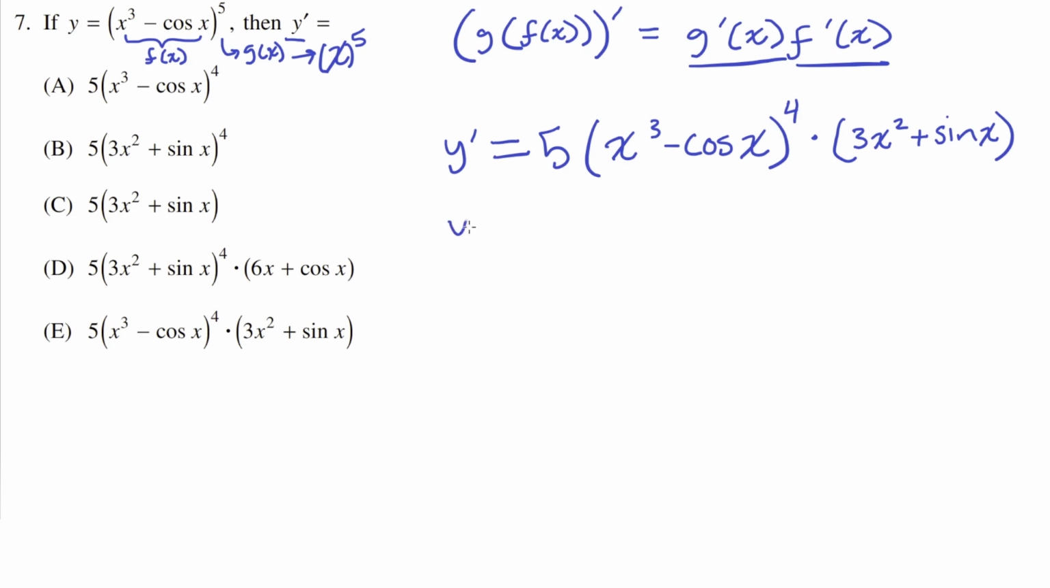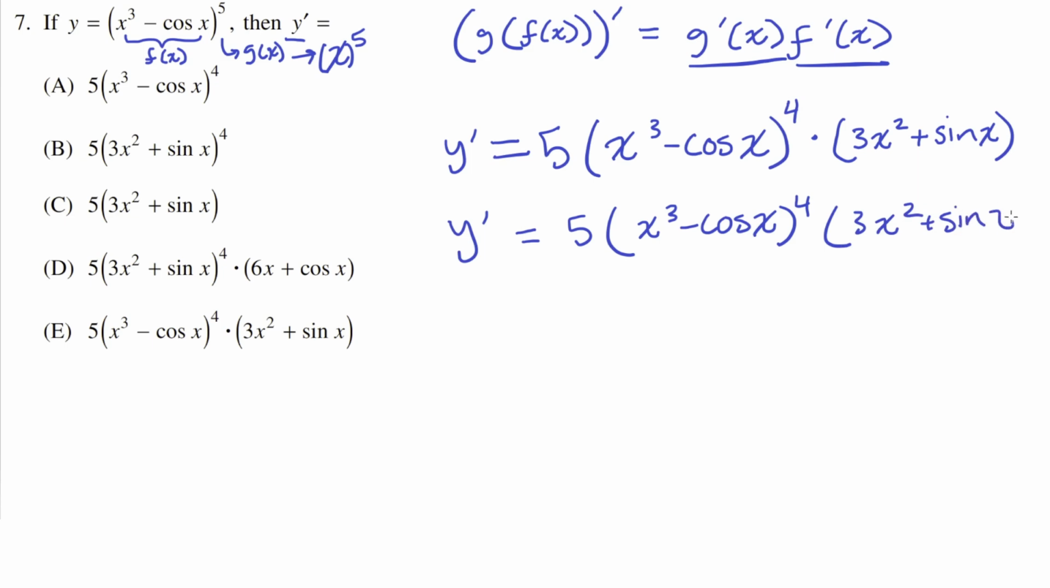So that means y prime is equal to 5 times (x cubed minus cosine x) raised to the fourth times (3x squared plus sine x). And we just used the rule for taking derivatives of a composite function, which is just the chain rule, where we found the derivative of g of x first and then multiplied by the derivative of what was inside to find y prime.